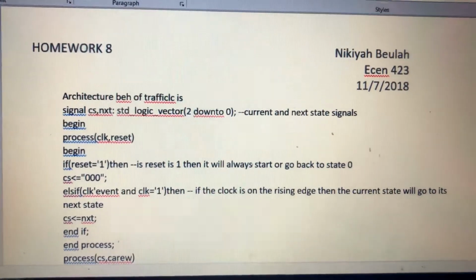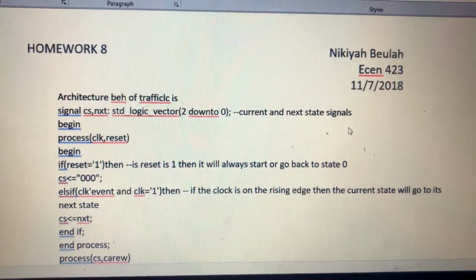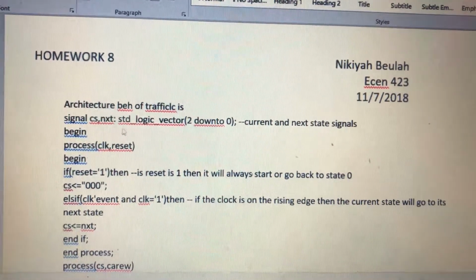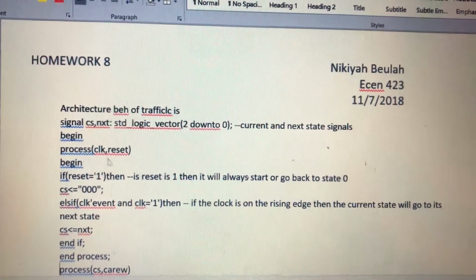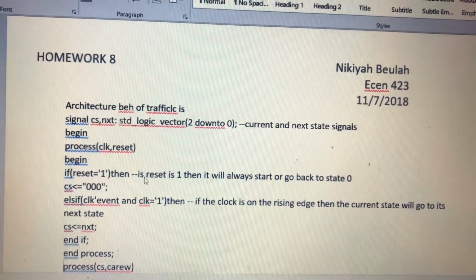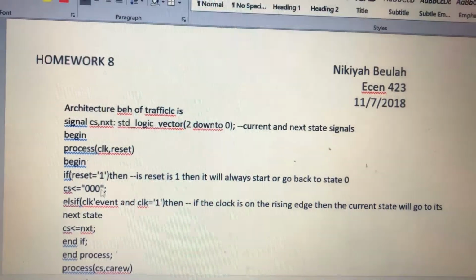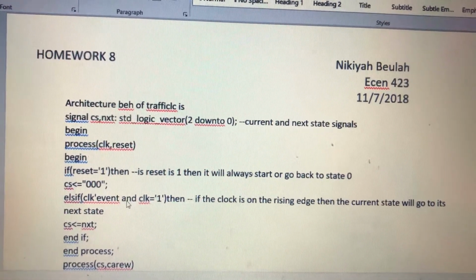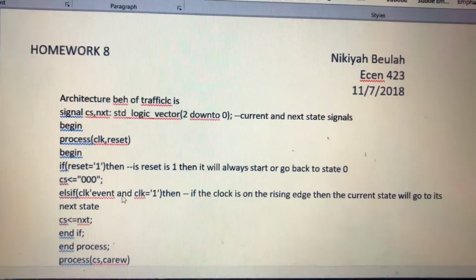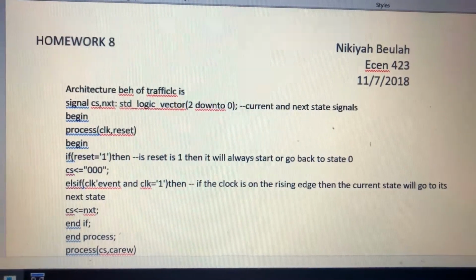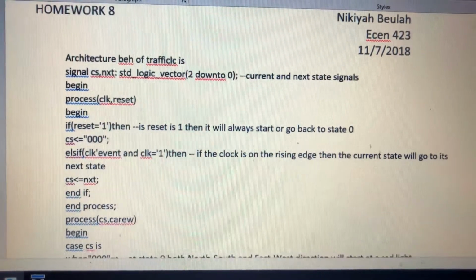So here we have our architecture. Create a signal for our current state and next state. We have a process which our clock and reset is in. So if reset is equal to 1, then the current state will start at state 0. And if the clock is on and it's at a rising edge, then the current state will be equal to the next state.